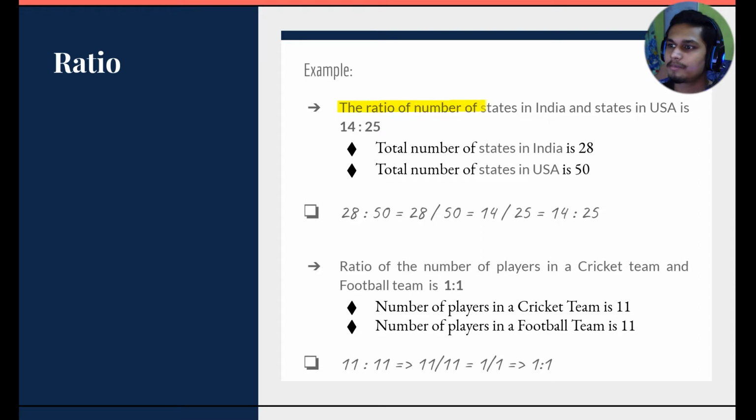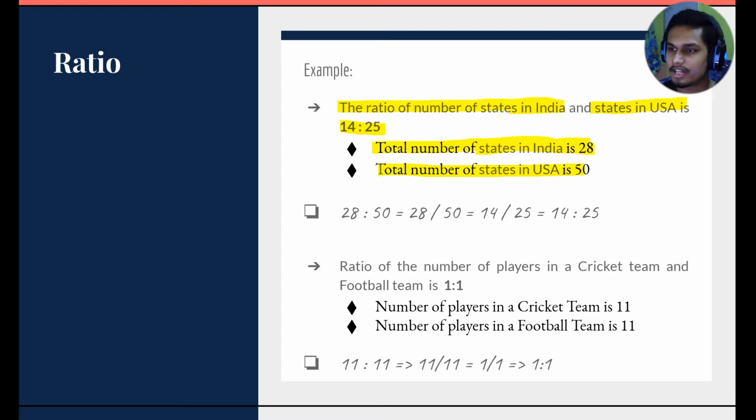The ratio of the number of states in India and states in USA is 14:25. Now what does it mean? If we see the facts, the total number of states in India is 28. I'm not talking about the union territories but only the states. So the number of states in India is 28 and the total number of states in USA is 50.